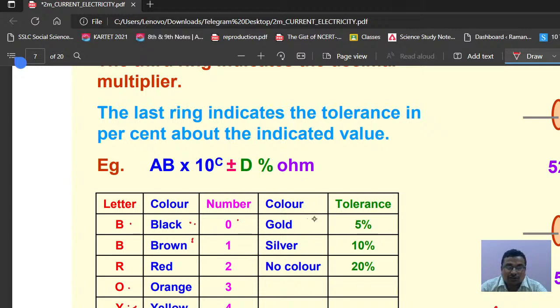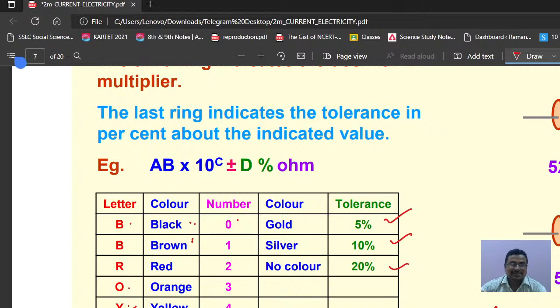The fourth ring tells about the tolerance. If gold is there, it is 5% tolerance. If silver is there, it is 10% tolerance. If no color is there as the fourth color, it is 20% tolerance.